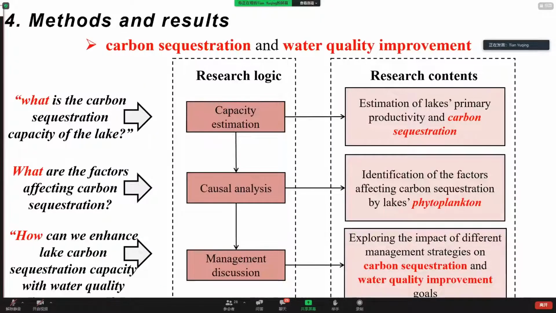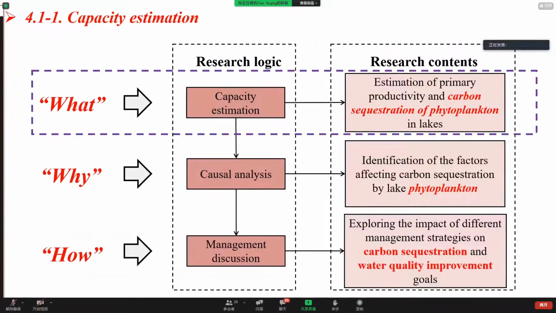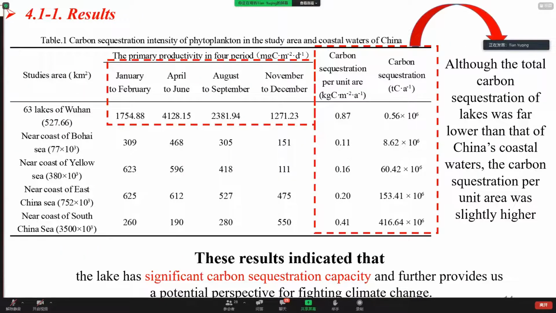In this study, three research contents were conducted to answer the following questions. The VGPM model calculated the primary productivity for each period of the lake. Although the carbon sequestration of the lake was lower than that of the China coastal water, the carbon sequestration per unit area was slightly higher. The result indicated that the lake has significant carbon sequestration potential and provides us with a potential perspective for fighting climate change.